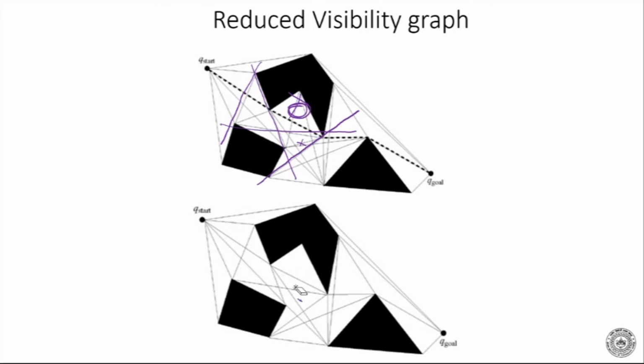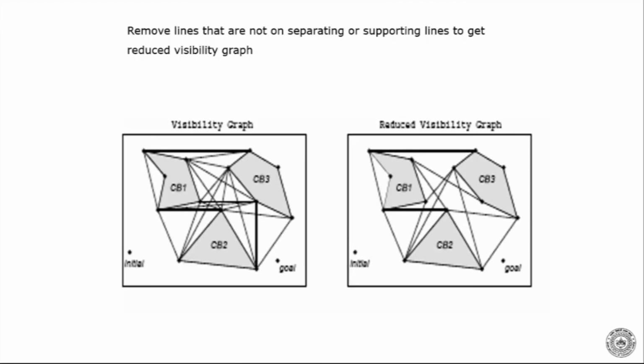So this is a reduced visibility graph. Now, in this reduced visibility graph, if you want to go from some point to some point, you can simply take this route, this route, this route, that route. You need not go from here to here, go there, go here. These are not required. Okay, so we can have a visibility graph, and then we can have a reduced visibility graph by simply using separating lines and supporting lines. So remove lines that are not on supporting and separating edges to get the reduced visibility graph.